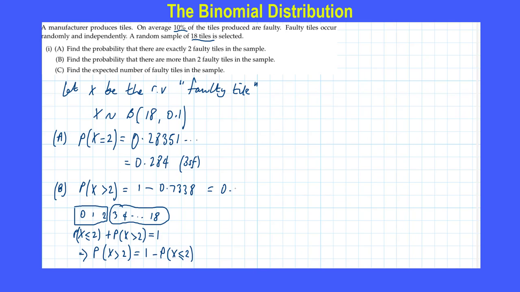Okay, so I've given that to 4 significant figures. I'm now going to work out my answer, and then writing that to 3 significant figures, 0.266. What I'm not doing is just writing to 1 significant figure or anything like that. And to find the expected number of faulty tiles, well, the expectation is just n times p, so we expect to have 1.8 faulty tiles.